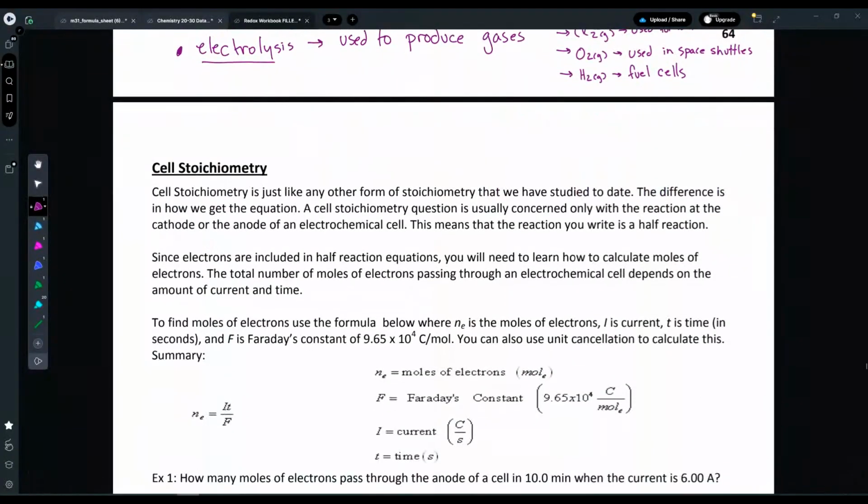All right, moving on to cell stoichiometry. So effectively, it's just like any other form of stoichiometry that we've worked with, either in Chem 20 or earlier in Chem 30. The only difference is going to be how we get the equation that we use in order to figure out what our mole ratio is. So a cell stoichiometry question is usually concerned only with the reaction either at the cathode or the anode of an electrochemical cell. So that means you're only going to have to write a half reaction.